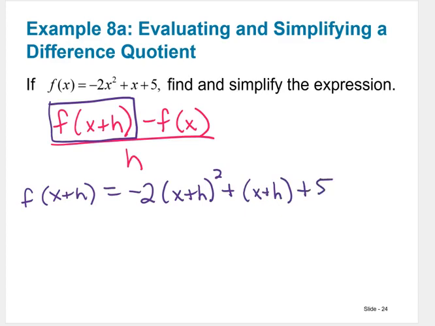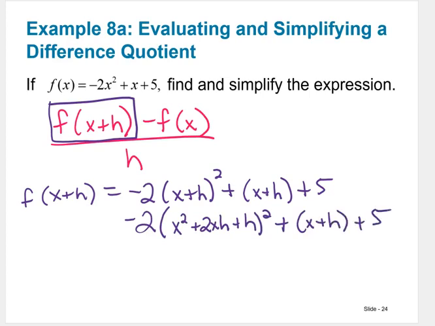And then there's a whole bunch of figuring this out, right? There's a whole bunch of algebra going on here. So we're going to have to multiply out this binomial, right? That would be a perfect square trinomial, and that'll be x squared plus 2xh plus h squared. And then we would have to distribute that -2 that's in front of it. So that would be -2x squared minus 4xh minus 2h squared.